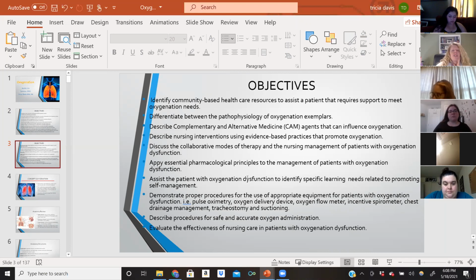Assist the patient with oxygenation dysfunction to identify specific learning needs related to promoting self-management, demonstrate proper procedures for the use of appropriate equipment for patients with oxygenation dysfunction. So talking about the pulse oximetry, oxygenation delivery devices, oxygen flow meters and incentive spirometers, chest drainage systems, tracheostomies and suctioning. Describe procedures for safe and accurate oxygen administration. And lastly, evaluate the effectiveness of nursing care in patients with oxygenation dysfunction.